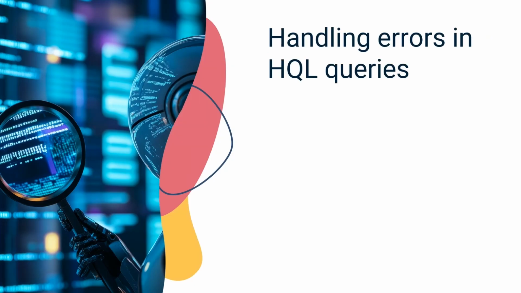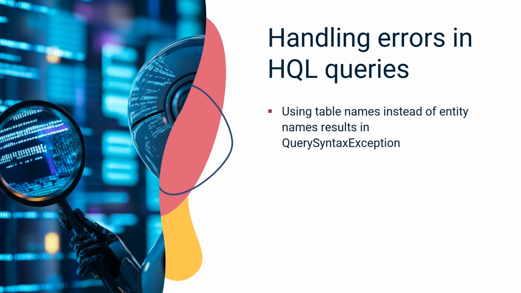Here are some common errors when working with HQL. In HQL, queries must reference entity class names rather than actual database table names. If you mistakenly use a table name, Hibernate will throw a query syntax exception because it expects a mapped entity name. Always ensure that your HQL queries refer to the correct Java entity classes rather than raw database table names.